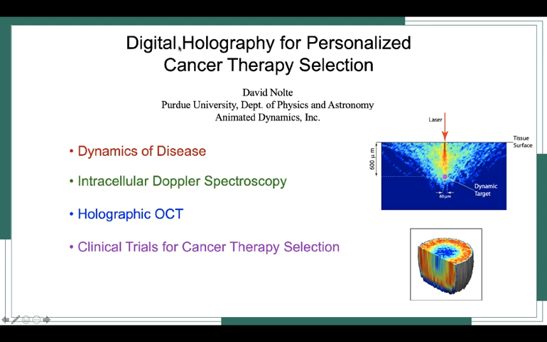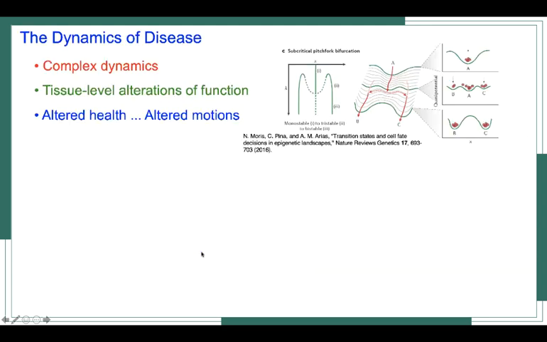This talk is on digital holography for personalized cancer therapy selection. First, I'll describe how disease is not just a change in state, but it's also a change in motion, and we can pick up those motions using intracellular Doppler spectroscopy through holographic optical coherence tomography, or OCT. Then I'll describe clinical trials that we're performing for cancer therapy selection.